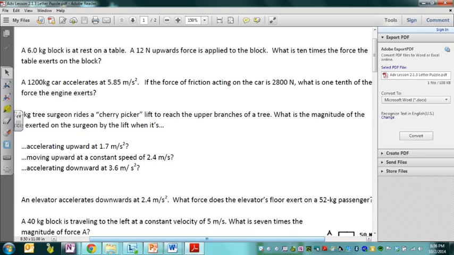All right, so let's go through this number one right up here. That number one says a 6 kilogram block is at rest on a table. A 12 Newton upward force is applied to the block. What is 10 times the force the table exerts on the block?